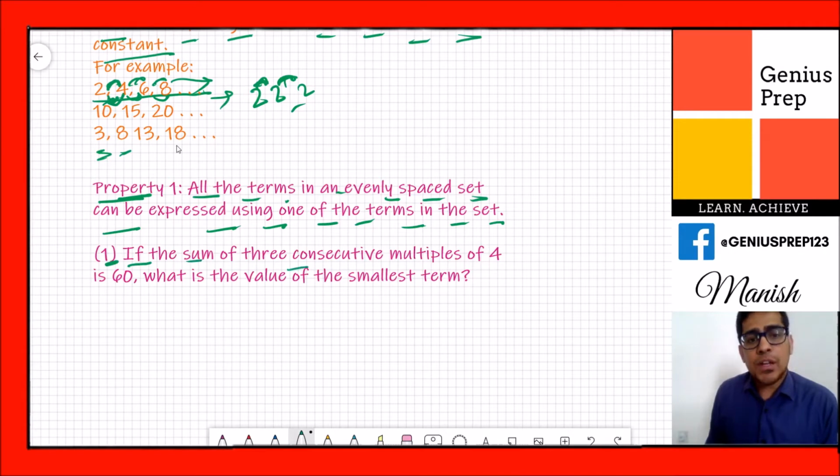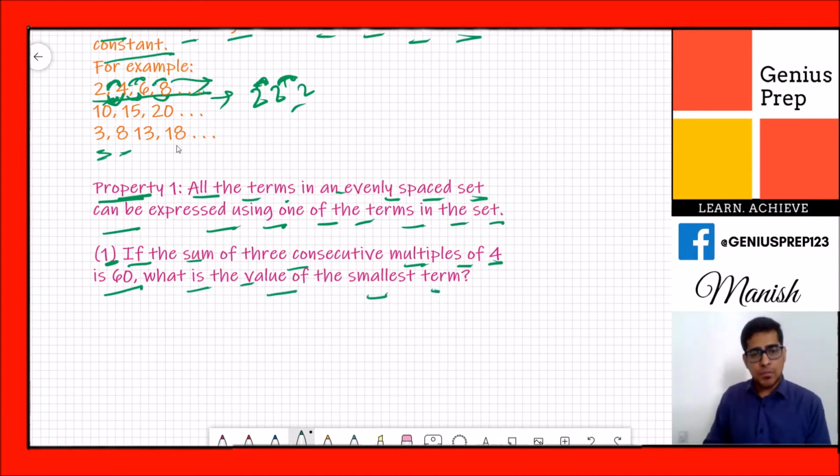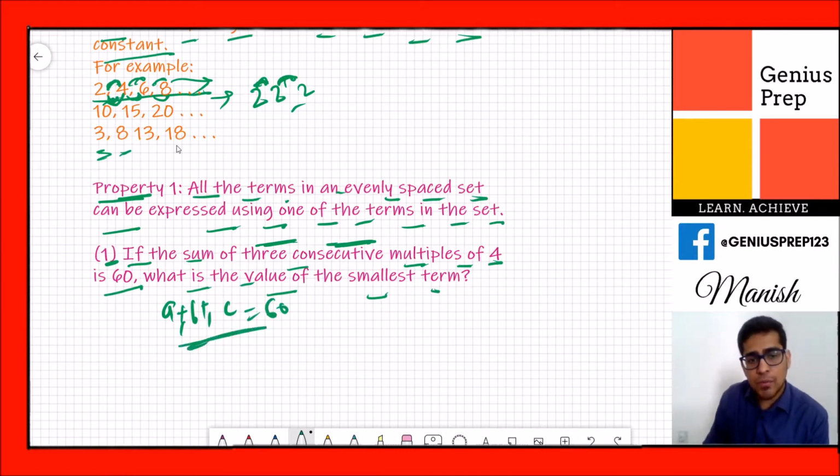If the sum of three consecutive multiples of 4 is 60, what is the value of the smallest term? The question says three consecutive multiples. Suppose we have A, B and C, three consecutive multiples of 4, so A plus B plus C is equal to 60. But there is another piece of information: these are multiples of 4. So if A is X, then B will be X plus 4, and C will be X plus 4 plus 4.